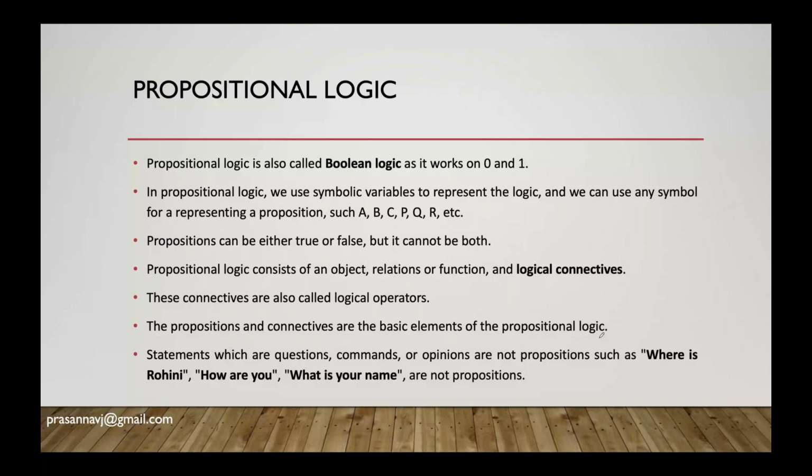Propositional logic can have multiple symbolic variables like A, B, C, something like that. And it can have either a true or false value. It cannot have both at the same time. And there are logic connectors which are going to help us connect these. These are called logic operators.